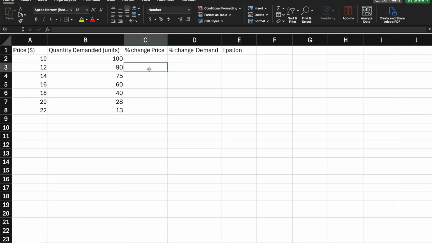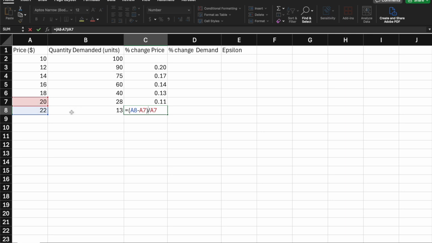So if you remember, the percent change formula is new minus old divided by old. So if we want the percent change in price, we're going to say equals new minus old, and we're going to put these in parentheses, divided by old. Okay, so that's the percent change in price between these two, going from 10 to 12. And we can go ahead and drag this down, and again, this goes all the way down. So this last one shows new minus old divided by old. Okay, so we've got our percent changes in price.